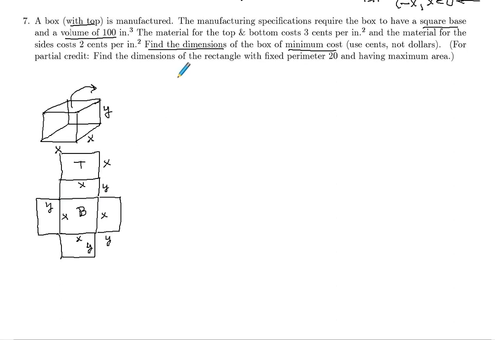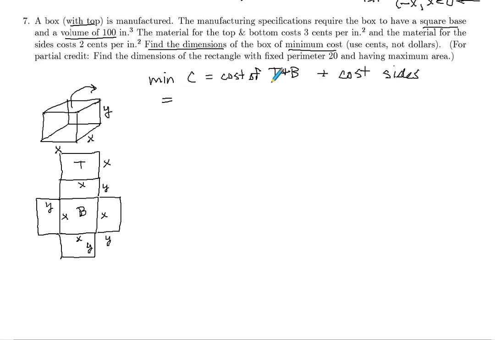Alright, so what do we know? Well, we want to minimize cost. Okay, so we want to minimize cost, let's call that C, which is going to equal the top and bottom, and the sides have different costs. So this is going to be the cost of top and bottom plus the cost of the sides. And then for each one of those, it's going to be the area times the cost per unit area.